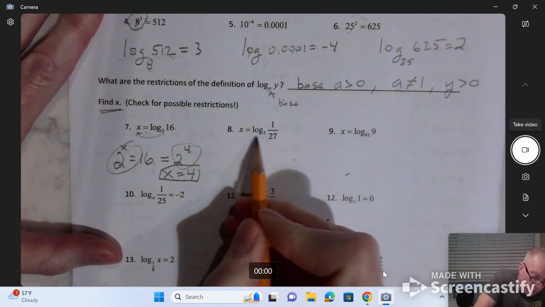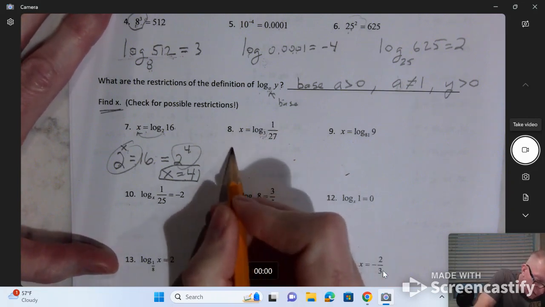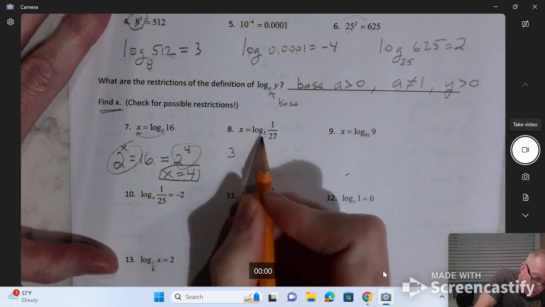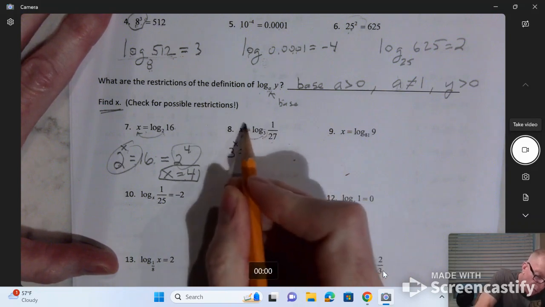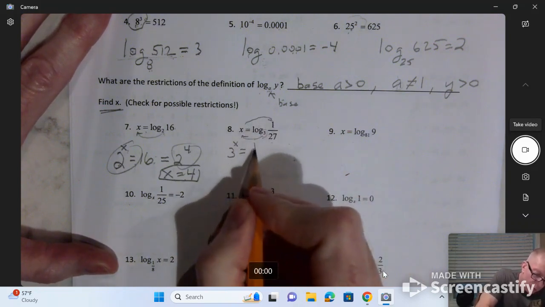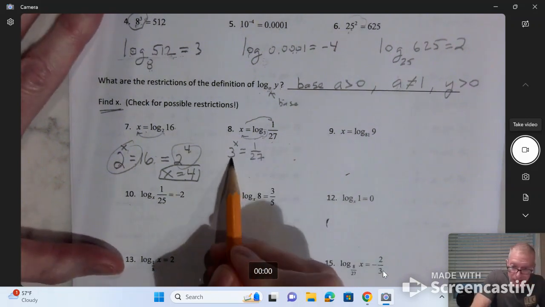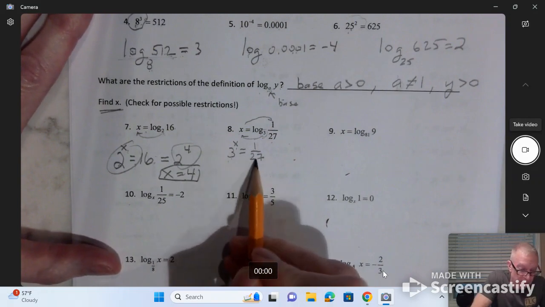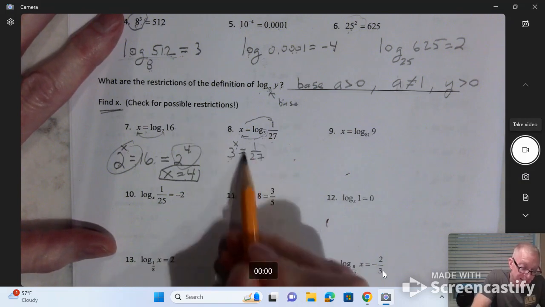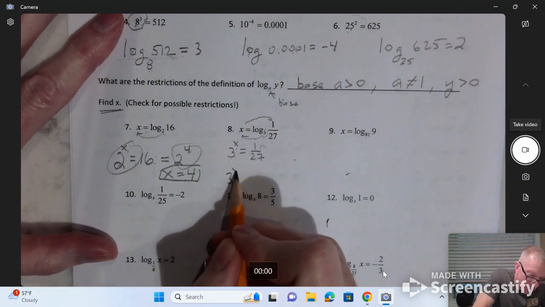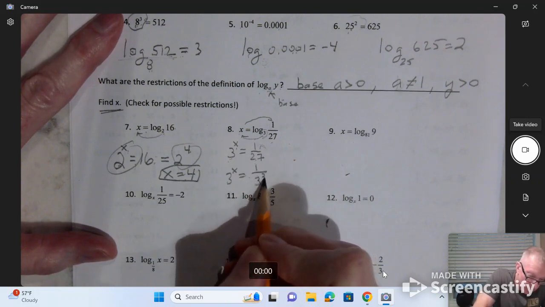Okay, this one, start with your base. This is x equals log base 3 of 1 over 27. My base is 3, so when I change it to exponential form, my base is 3. I go to the other side of the equation for the exponent. 3 to the x is equal to my argument of my log expression, 1 over 27. Okay. Now, you might recognize what exponent you would put on a 3 to get 1 over 27. But we could try to get this thing into a base of 3. So 3 to the x equals, and I know 27 is 3 cubed.